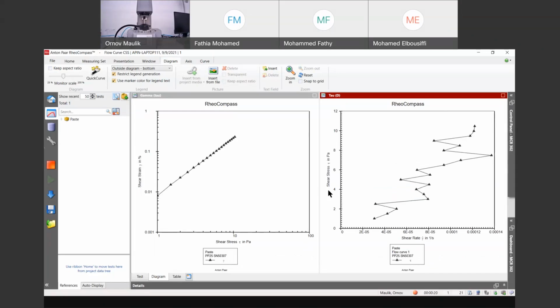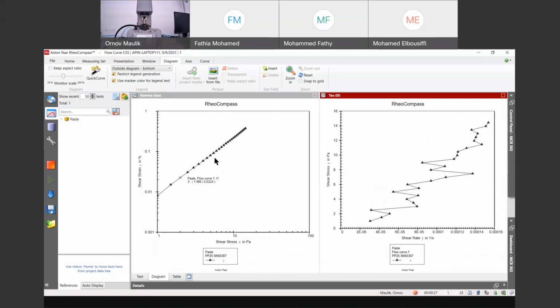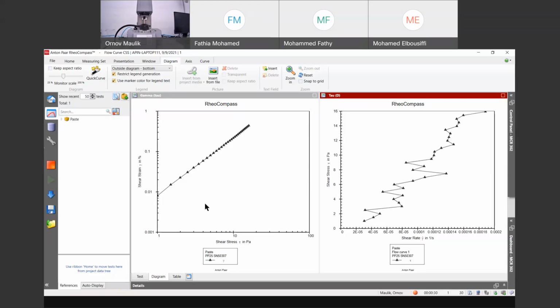So this is shear stress versus shear rate. But in this type of tests, we are more interested in the deformation that is taking place by the shear stress.